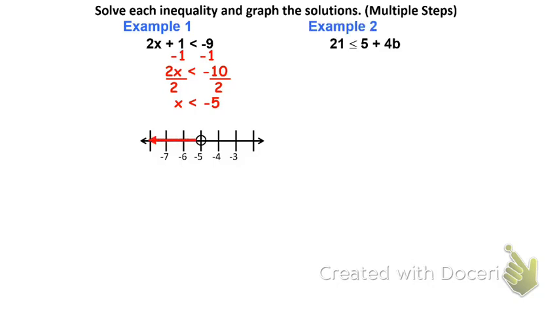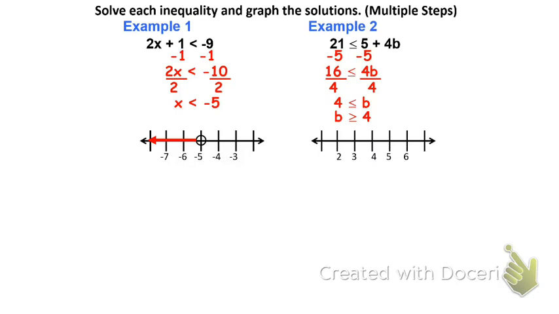The next example. Here we've got the variable on the right side, which means at the end we're going to reverse it. We'll start by subtracting 5 from both sides, and then dividing both sides by 4. We get 4 is less than or equal to b, and then we rewrite it. Now b is greater than or equal to 4. Closed point at 4, and shade to the right.